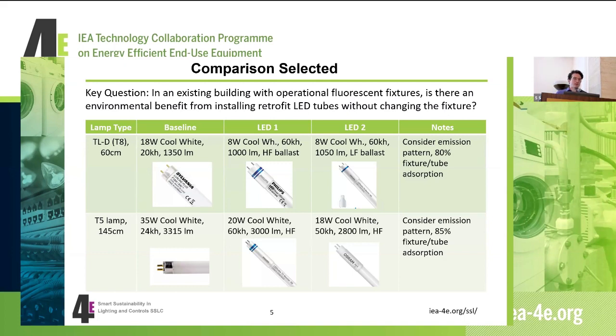This is a 145 centimeter lamp. It's rated for 24,000 hours, so slightly longer than the T8, and 3,300 lumens. It's a high output lamp. And then 2 retrofit options. Again, both of these are for high frequency ballast because that's all T5 has. One was a 20-watt cool white, 60,000 hours, and the other is an 18-watt cool white rated for 50,000, a slightly less expensive product. And we use a slightly lower fixture efficiency there because the T5 tube is a smaller diameter. It's 5/8 of an inch, so there's less self-absorption of the light in the fixture.